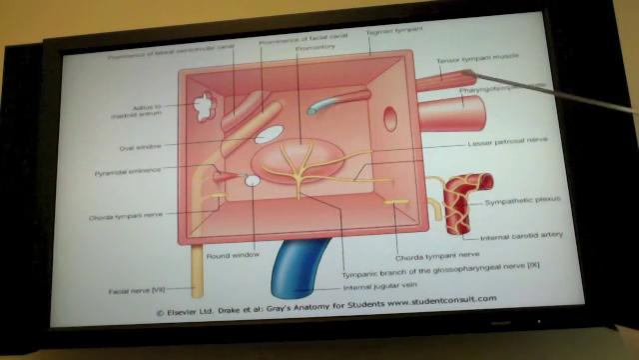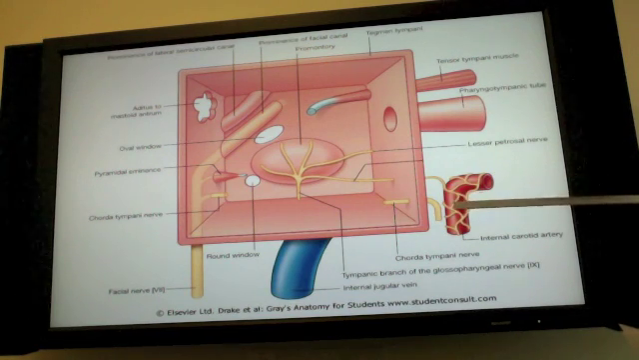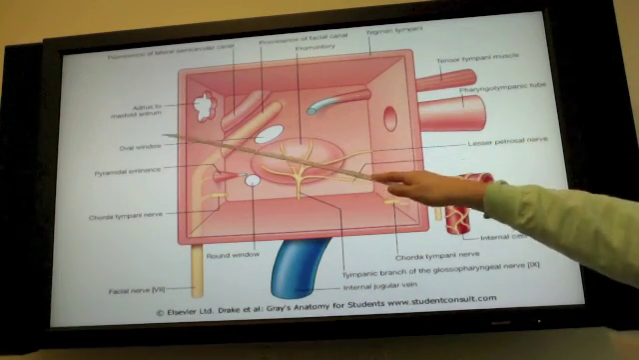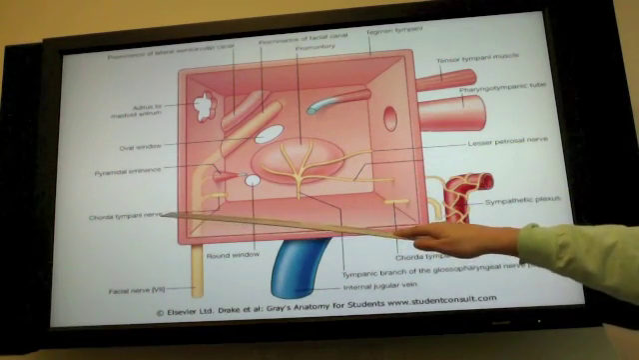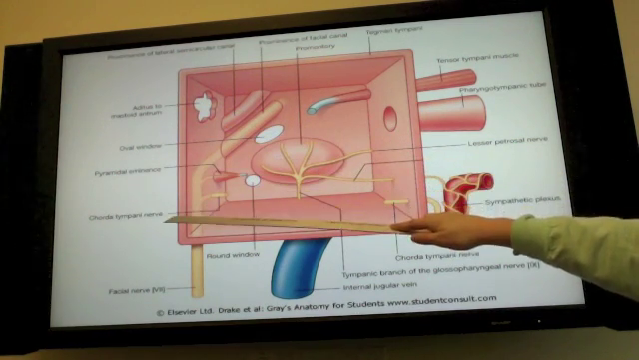It houses the tensor tympani muscle and canal, the entrance to the eustachian tube, and the carotid artery. The eustachian tube is of particular importance because it acts as a pressure equalizer for middle ear and ambient pressure. Next, we have the posterior wall. The posterior wall contains the aditus, the pyramidal eminence, and the chorda tympani nerve.